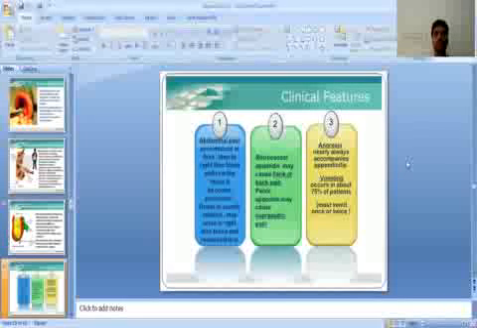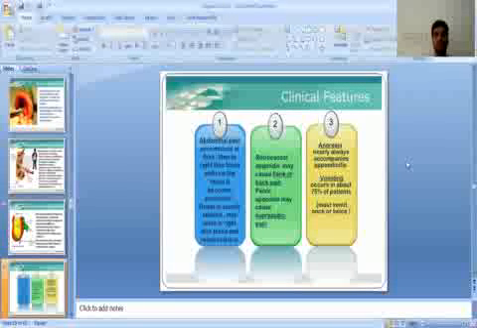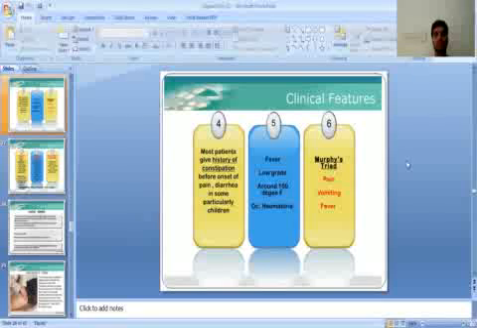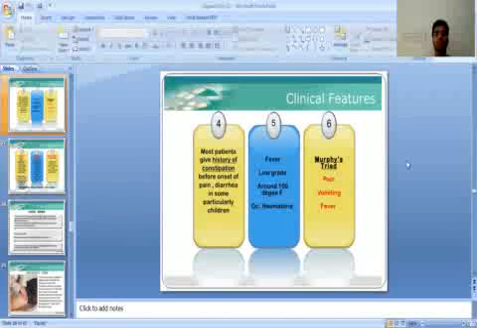Clinical features: abdominal pain, periumbilical at first, then radiating to the right iliac fossa. Retrocecal appendix may cause flank or back pain. Pelvic appendix may cause suprapubic pain. Anorexia and vomiting are also symptoms of this. Most patients give a history of constipation, also fever and hematuria. Murphy's triad is very important: pain, vomiting and fever.